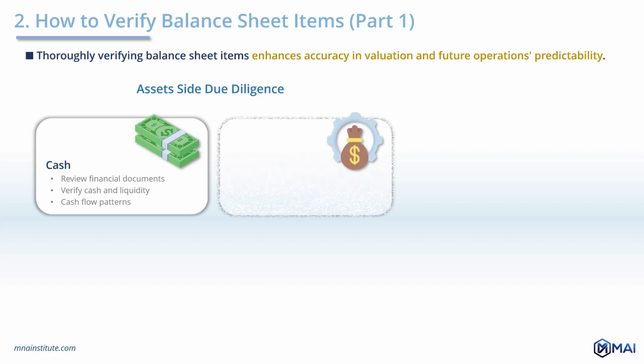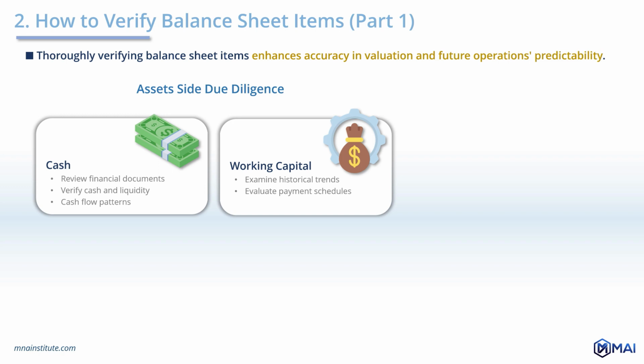For working capital, you will do these tasks. Examine the historical trends in receivables, inventory, and payables. Evaluate the aging schedule of receivables and payables to assess their quality and potential collectability issues. Investigate inventory turnover rates and the management of inventory levels, including obsolete or slow-moving items.